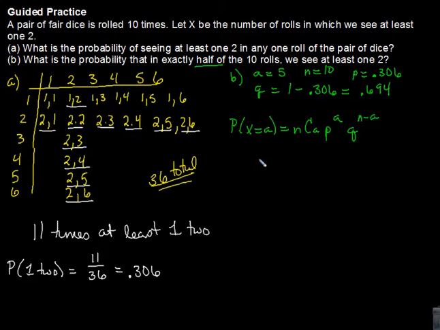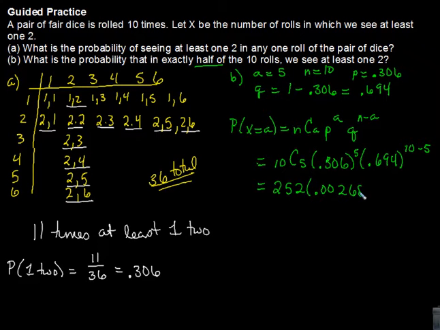Okay. So I have 10 C5 times 0.306 to the 5th times 0.694 to the 10 minus 5. 10 C5 is 252. 0.306 to the 5th is 0.00268. And 0.694 to the 5th is 0.161. And when I multiply those together, I get 10.9%.